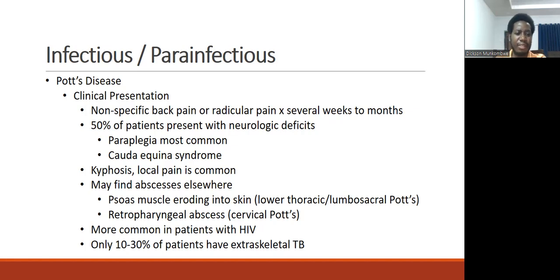spondylitis affecting this patient, or even a tuberculous myelitis. The psoas muscle could have abscesses and may erode into the skin. So it's more common in patients with HIV, even though it does also occur in immunocompetent hosts. Only 10 to 30% of patients have extraskeletal TB among those who are affected with Pott's disease.